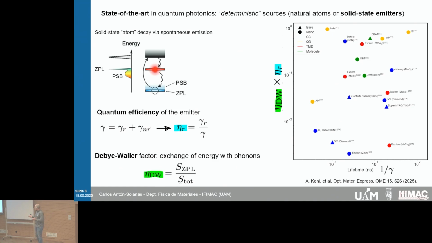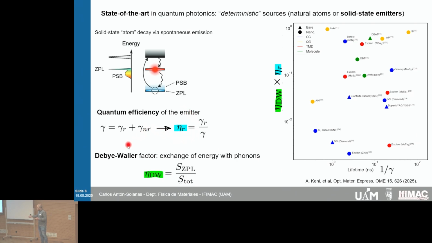In order to address this question, we turn our attention to what we like to call deterministic sources, which are basically natural atoms or artificial atoms that emit single photons via spontaneous emission. I am just indicating here below the two parameters that solid-state physicists pay attention to when we have to choose our desired solid-state material to emit single photons. The first important one is the quantum efficiency of the emitter. This means if I have generated my electronic state excited and it has to recombine, I want this recombination to go through a radiative channel and never through a non-radiative channel, because that is going to kill my brightness, right?